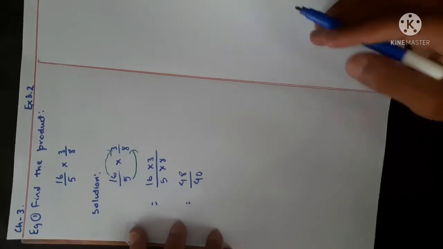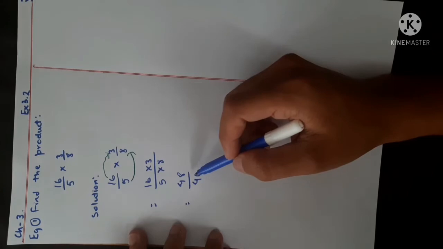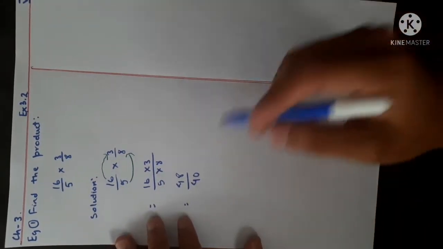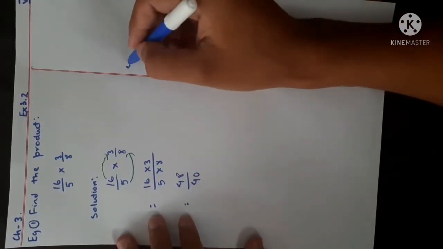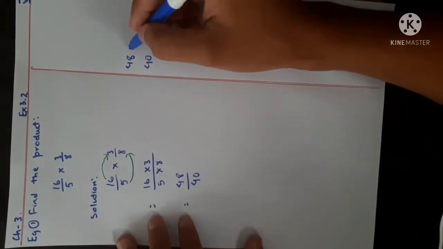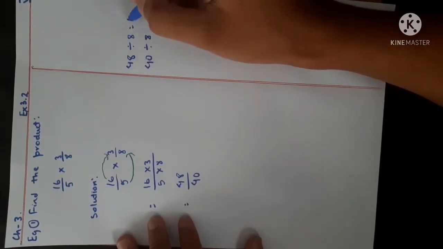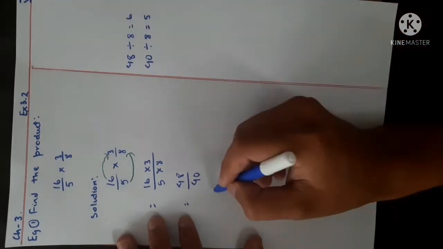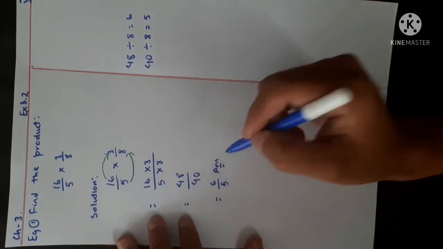So in here, we see that in between 48 and 40, there is a common divisor, isn't it? That common divisor is 8. Common divisor means the number which can divide both 48 and 40. So what number can divide both 48 and 40? It is 8. Divide here by 8. 48 divide 8, you will get 6, and 40 divide 8, you will get 5. So this will be equal to 6 by 5, and this will be the answer.